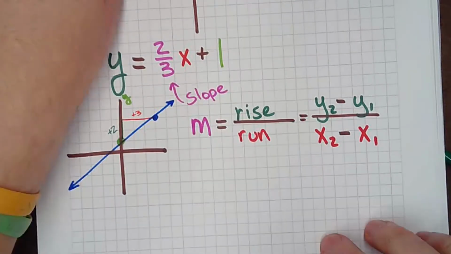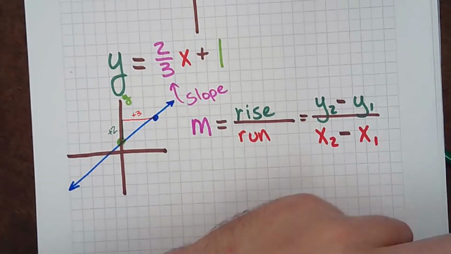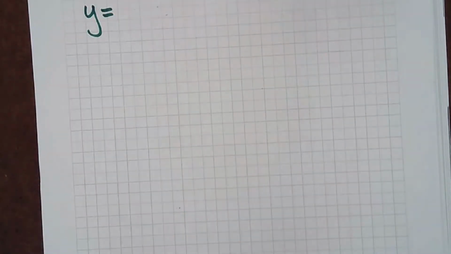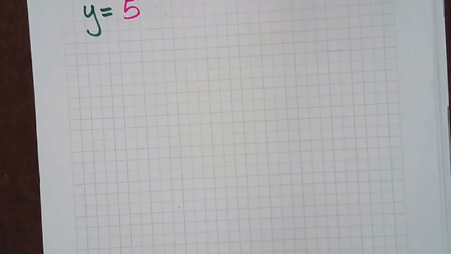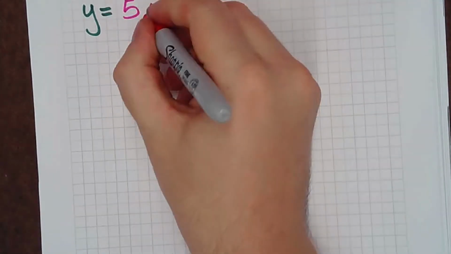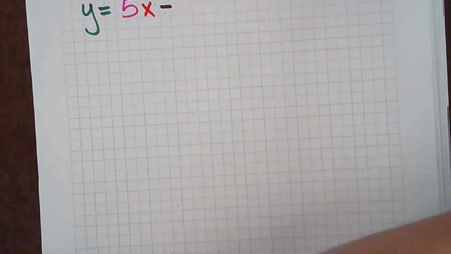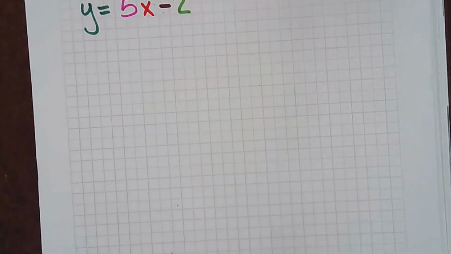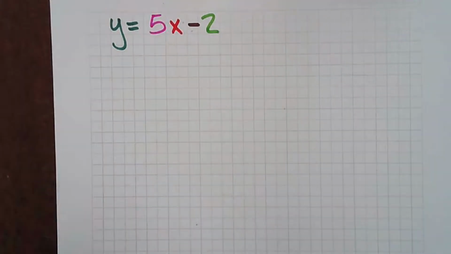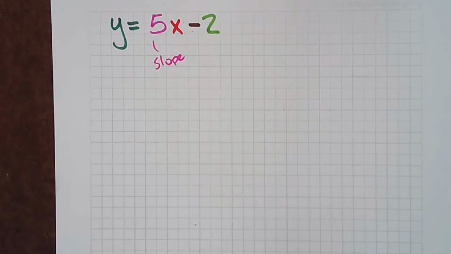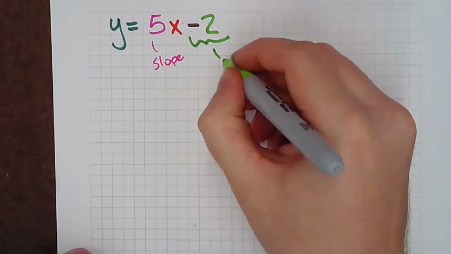Another example would be a line like this. So here's the equation of the line. y equals, let's do a slope of 5 this time, x, and a y-intercept of -2. So again, our slope is the 5, and the -2, this entire thing right here, is our y-intercept.